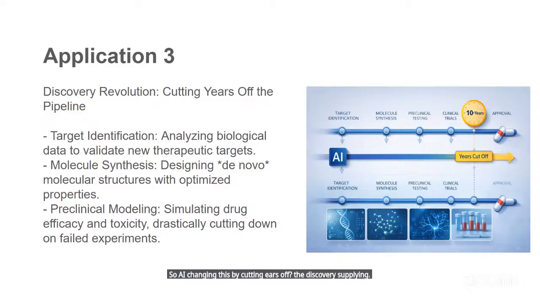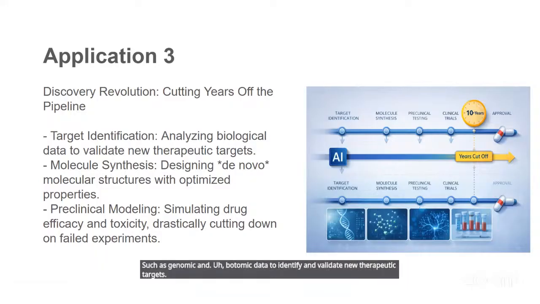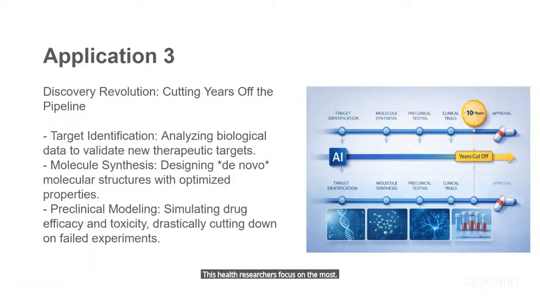This is going to be through the following process. The first step is target identification. AI can analyze massive biological datasets, such as genomic and proteomic data, to identify and validate new therapeutic targets. This helps researchers focus on the most promising targets early.